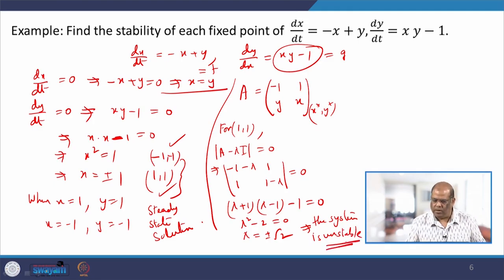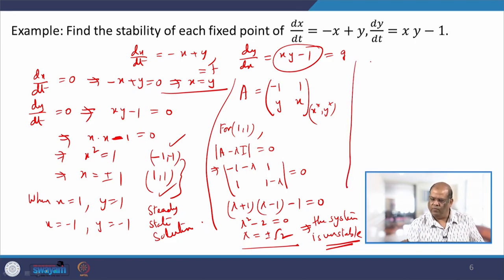At this point, I must notify you that there are other classifications also, which we will be coming to in my next lectures. For the time being, you just need to know whether the eigenvalues are negative or positive. If both of them are negative, then the system is stable. If that criteria is not satisfied, that is, if one of them is positive, another is negative, or both are positive, then the system is unstable.